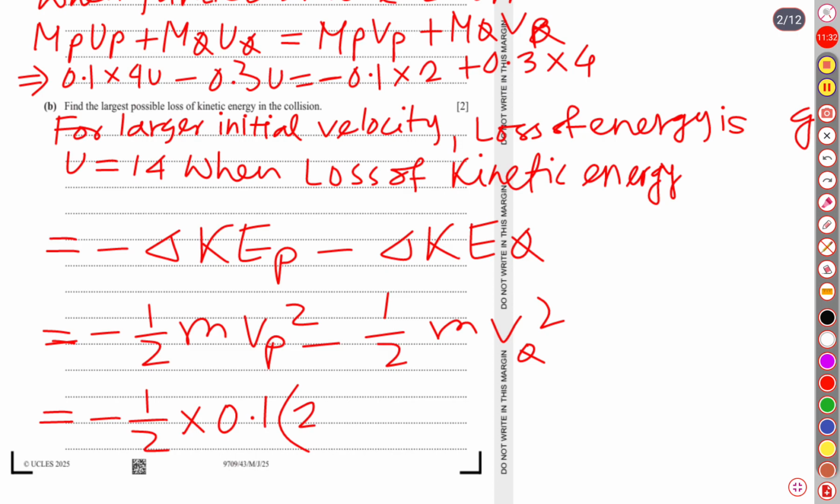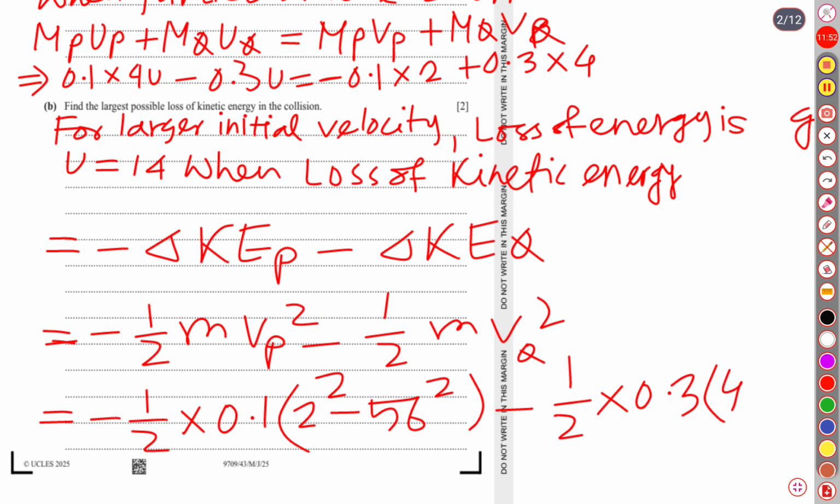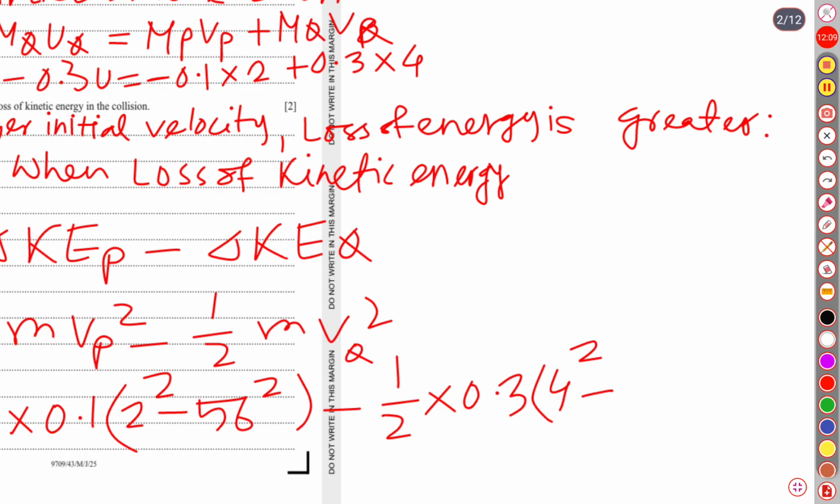2 square minus 56 squared, minus half of the mass of particle Q, which is 0.3, and the final velocity of particle Q. What was the final velocity of particle Q? It was 4. So 4 square. Remember, you will have to subtract from the square of the final velocity the square of the initial velocity. The initial velocity of particle Q was u, which we have already obtained, u is 14. So 14 square.